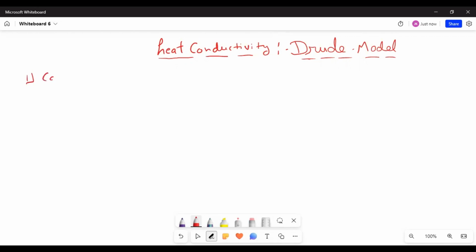First one is conduction, second is convection, and third one is radiation.